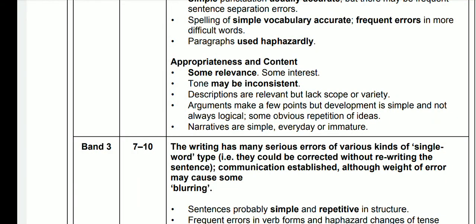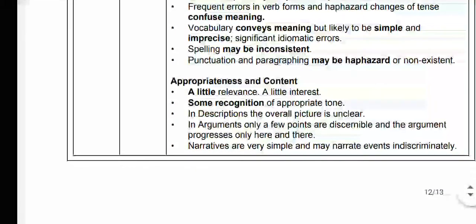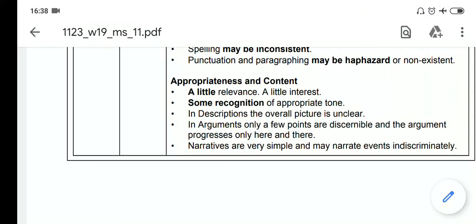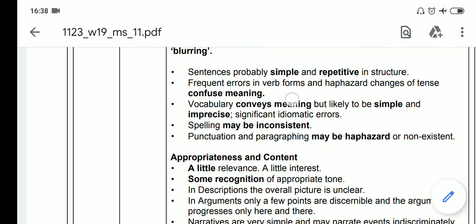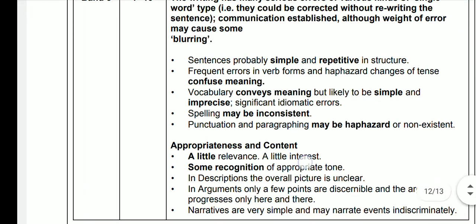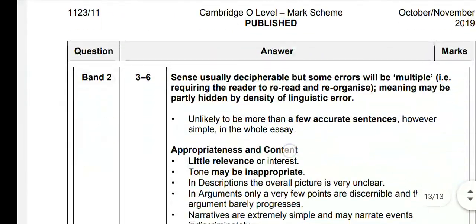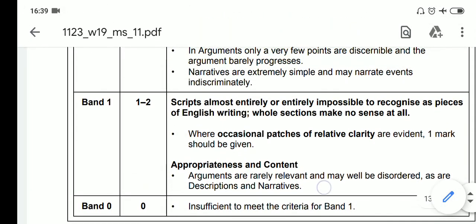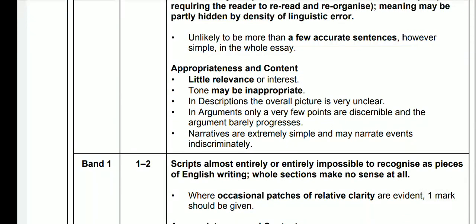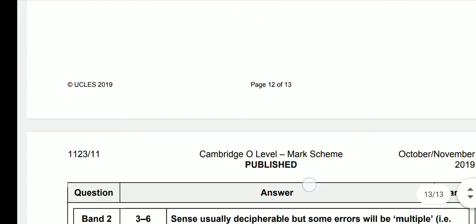If the writing has many serious errors, then you will fall in band number 3. You will get only 7 to 10 marks. The narratives are very simple and may narrate events indiscriminately, and punctuation and paragraphs are haphazard. Spellings are inconsistent. Vocabulary conveys meaning but is likely to be simple and imprecise. Sentences are probably simple and repetitive in structure. Then as you go down, band 1 to 2, insufficient to meet the criteria of band 1 even. So narratives are extremely simple and may narrate events indiscriminately, more like an account, not using the appropriate narrative techniques.